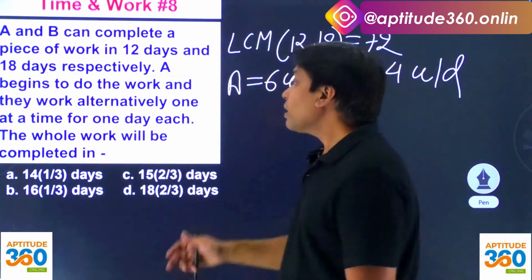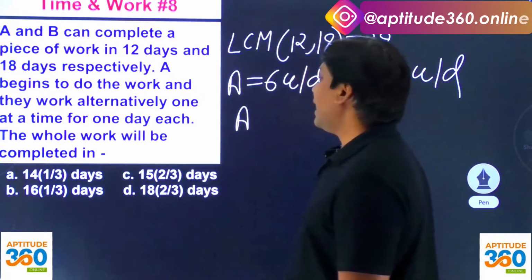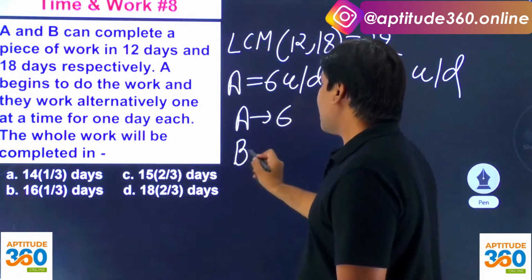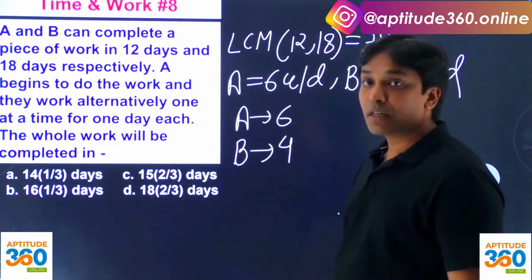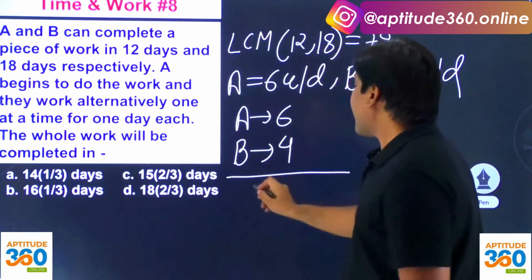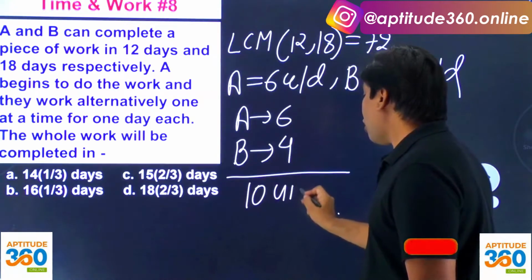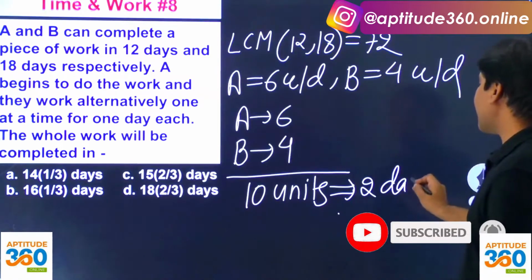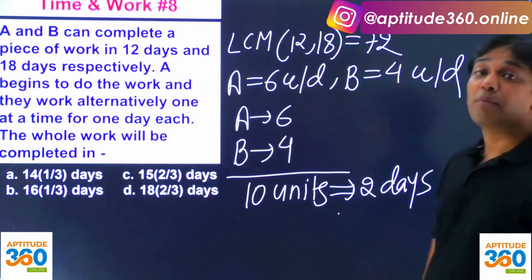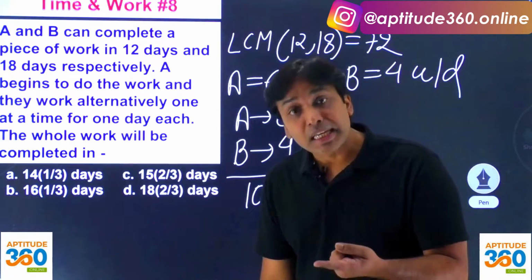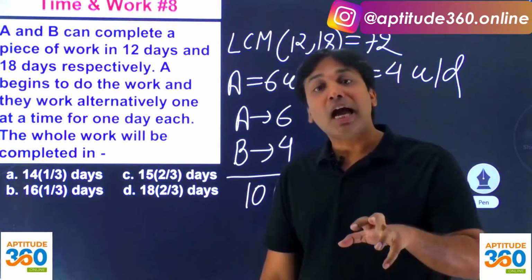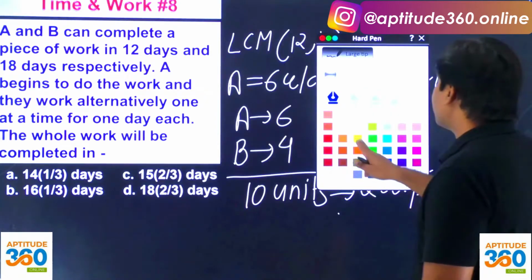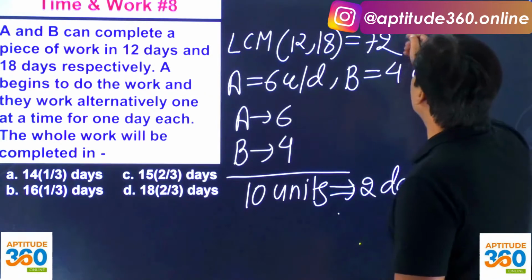Now, who is coming on the very first day? A. A does 6 units. And then on the second day, B comes. So, can we say that 10 units of the work is getting completed in how many days? 2 days. On the first day A worked and completed 6 units, and on the second day B worked and completed 4 units. So collectively they have done 6 plus 4, 10 units, and that is done in 2 days. And if that is the situation, you will have to complete 72 units.